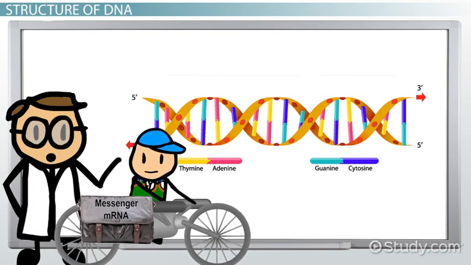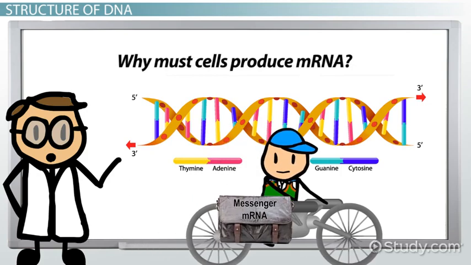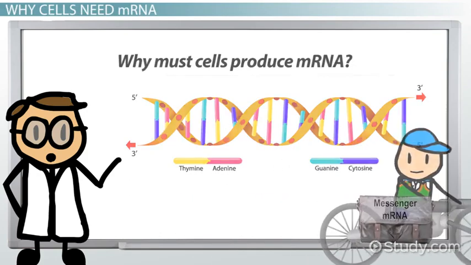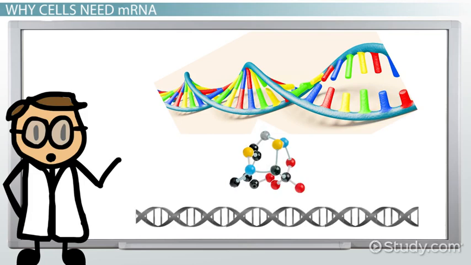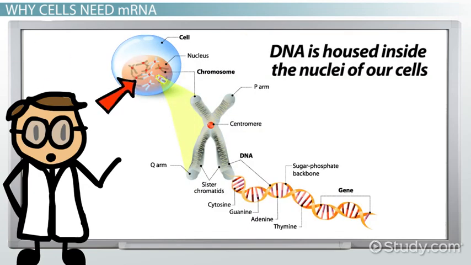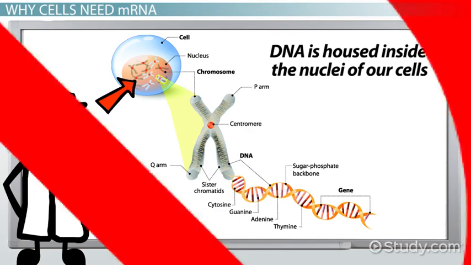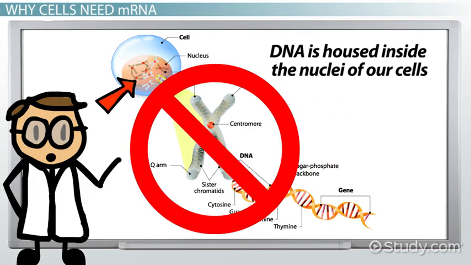But first, let's consider this question. Why must cells produce mRNA? So far we've learned that DNA is the genetic material within cells, that DNA is used to build protein, and that DNA is built like a twisted ladder. However, we haven't talked about where DNA exists within the cell, and this is important. DNA is housed inside the nuclei of our cells. The nucleus is the central compartment of a cell, and it directs cellular activity. DNA cannot leave the nucleus. This is a problem because protein synthesis occurs outside the nucleus.